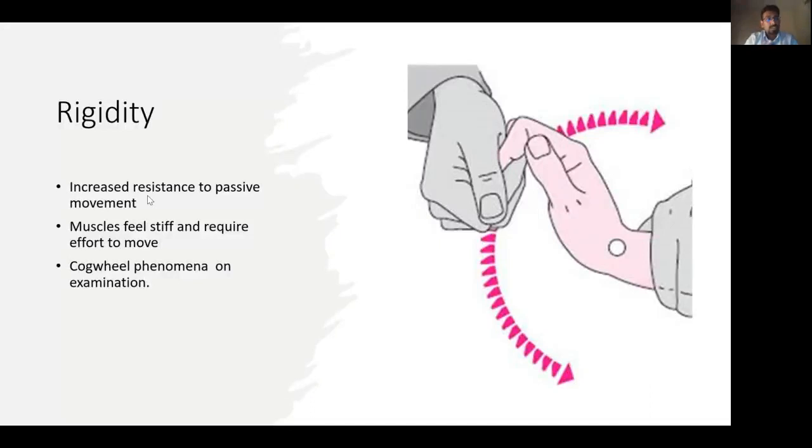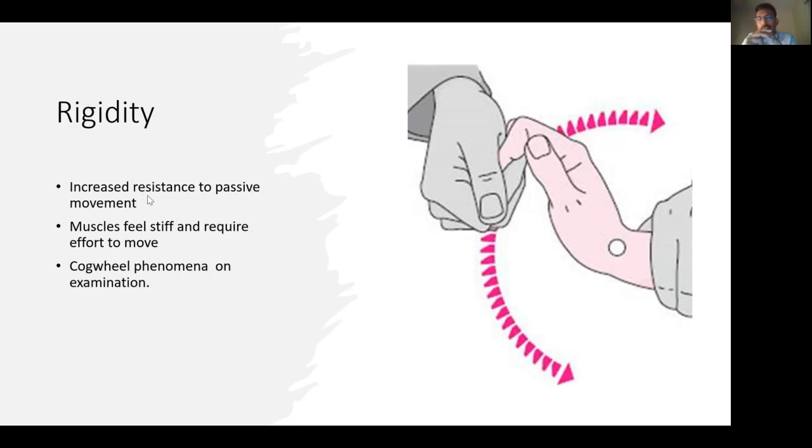The next feature is rigidity. As we all know, rigidity means increased resistance to passive movement. That means you ask the patient to just relax and be floppy, and then you do the movement by yourself.